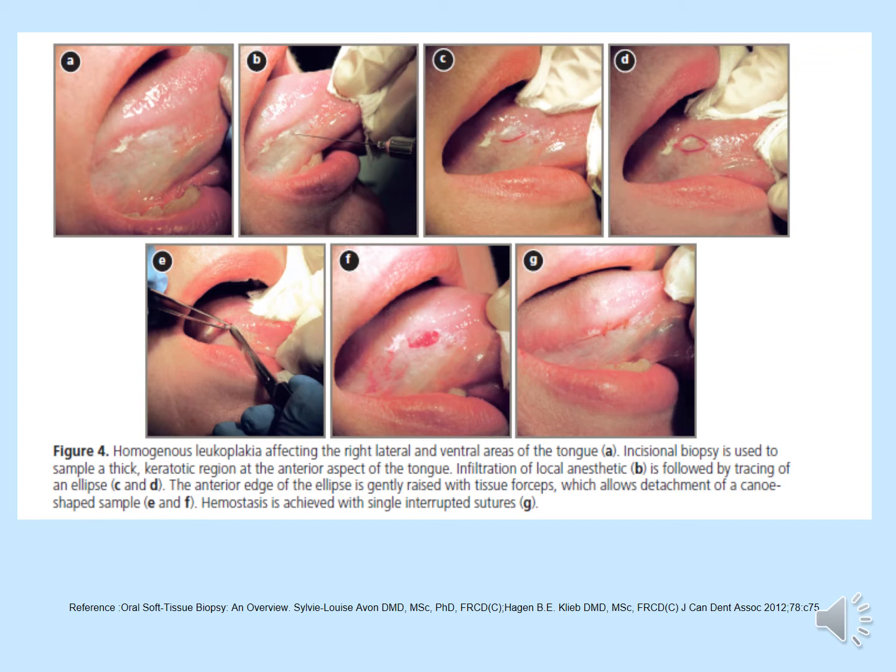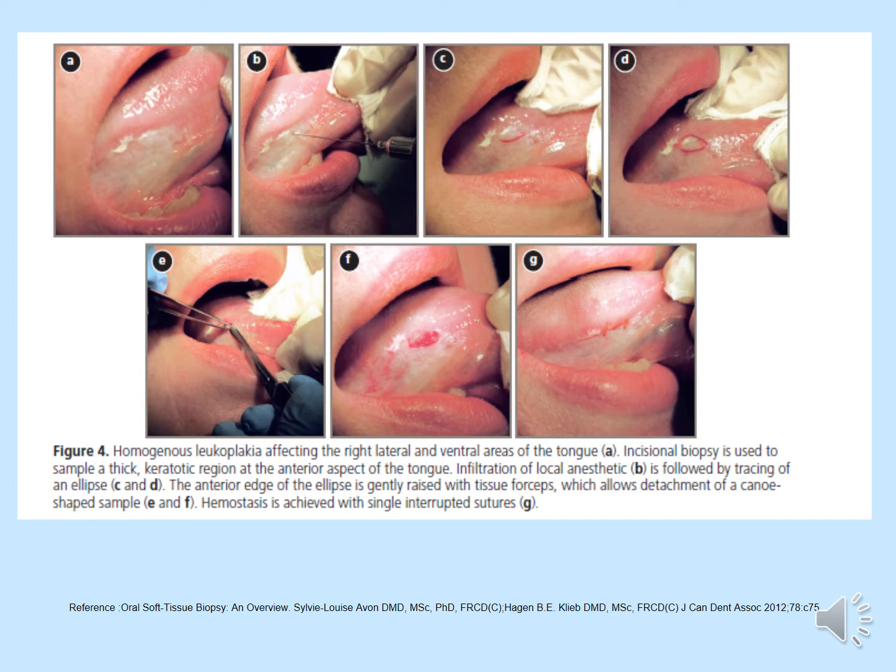All right, the third step, C and D, is where an elliptical incision is traced and done using the scalpel. An elliptical incision is given around the lesion.